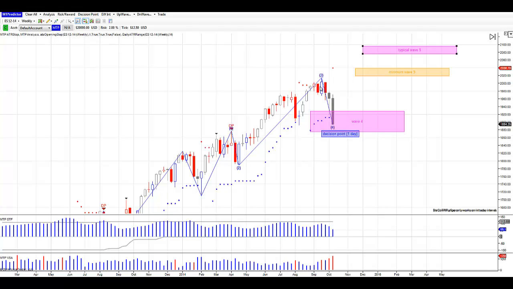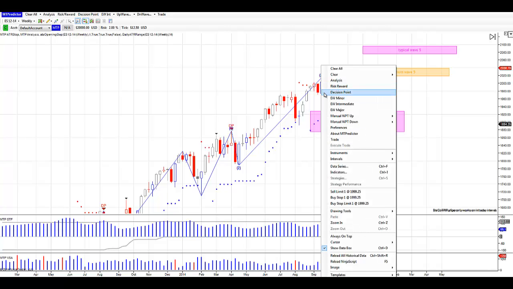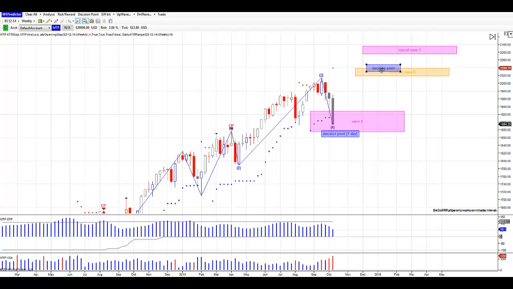You can see those levels there, and we'll also take a decision point off of the wave 3 swing, and you'll see there's a confluence of resistance. If this holds as support, then we should eventually rally into that level.